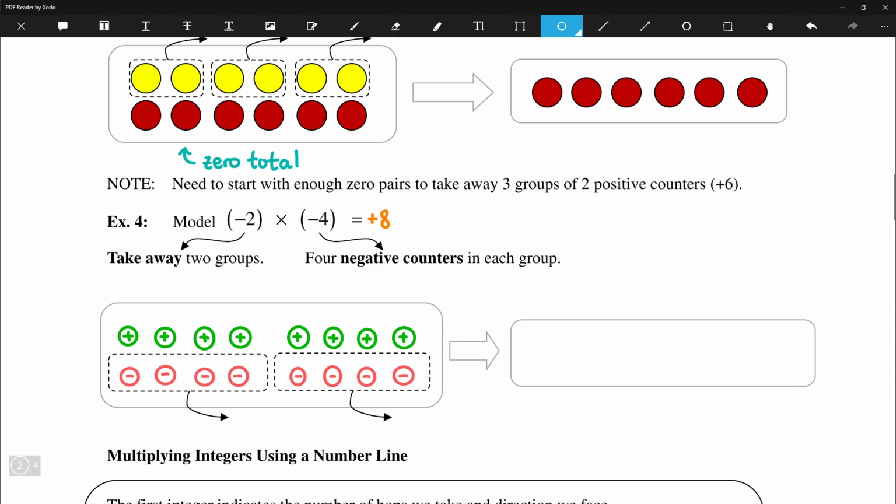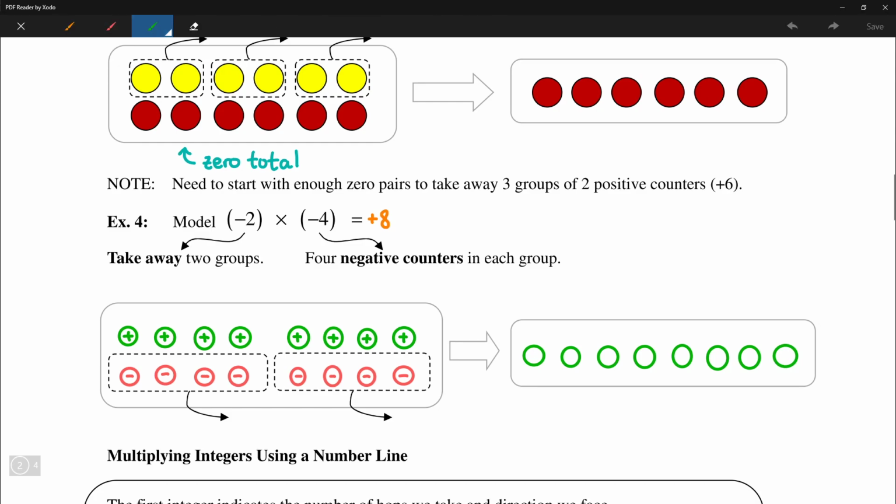Okay, so to complete the question here, we have simply 8 positive 1 counters. So this is how we can use counters to represent multiplication of integers.